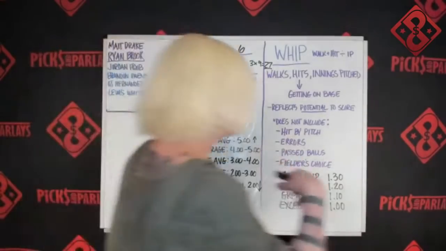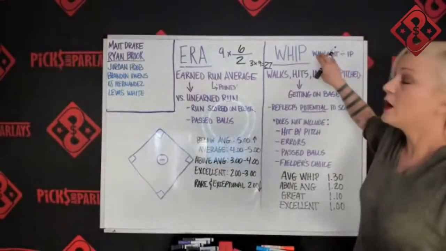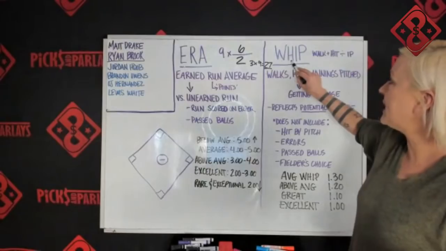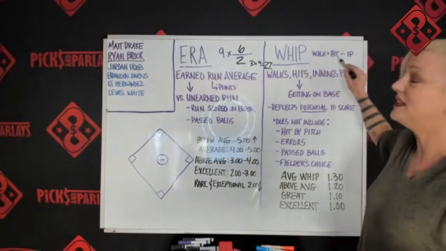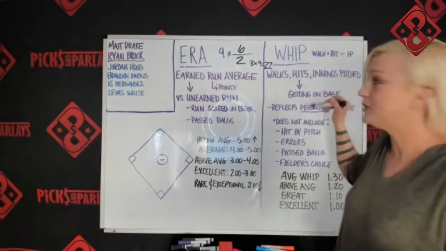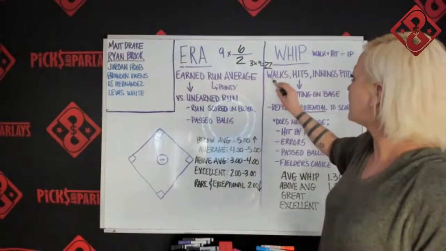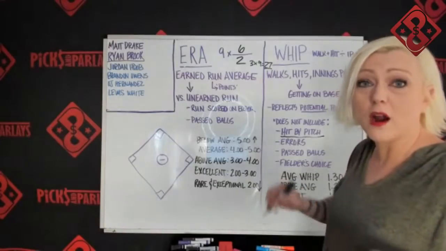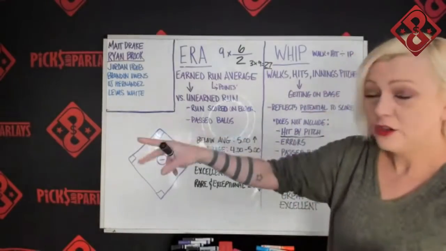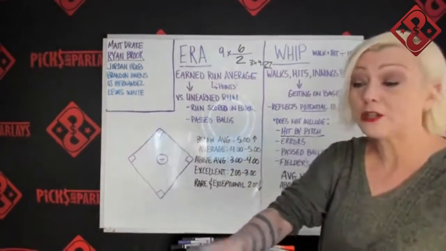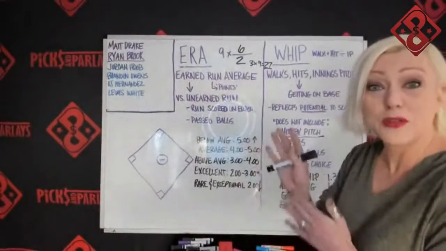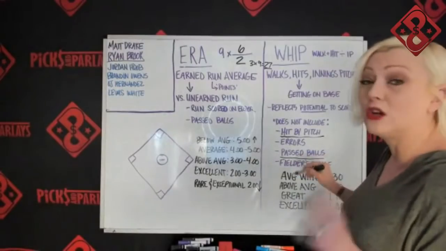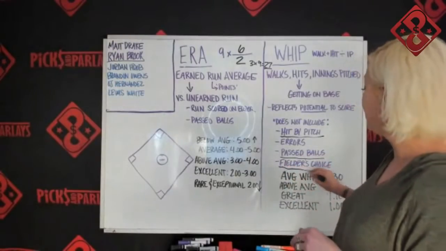All right, so we'll pop over here and we'll do a WHIP. The WHIP is your walks and your hits added together and then divided by the innings that you pitch in the game. So walks do not include getting hit by a pitch. That's not a walk. A walk is a reflection of the pitcher having to throw 3 strikes before he threw 3 balls, and that didn't happen. So you walk on base. Passed balls are also not included here, and fielder's choice.